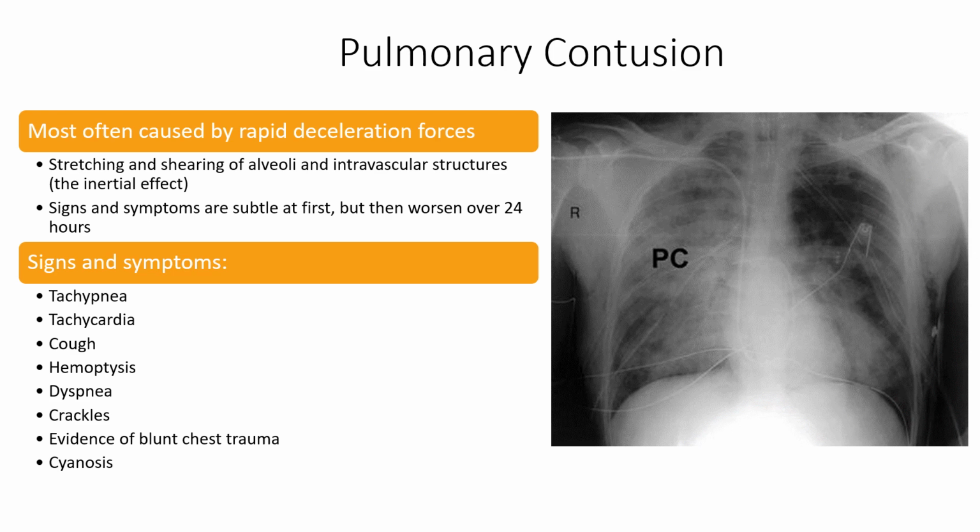Much more concerning, if it's enough to cause crazy damage with the deceleration, is obviously our aorta, which we'll go over here in a bit, or even our vena cava. But signs and symptoms that they can have in it.